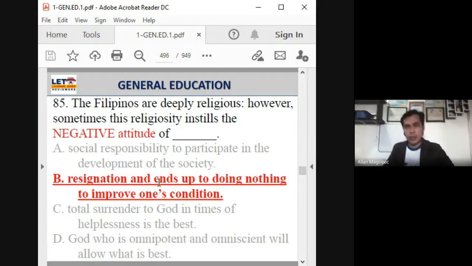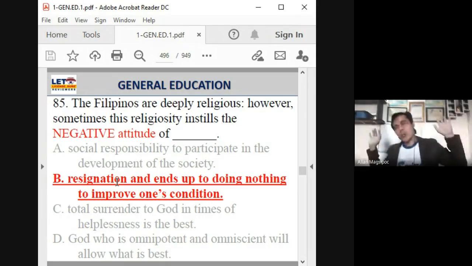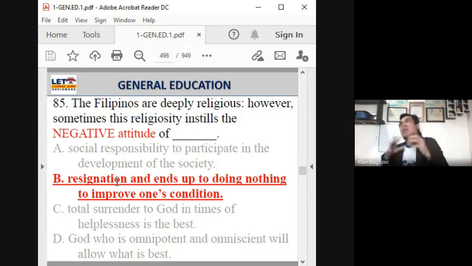Obvious naman, no? Resignation and ends up to doing nothing to improve one's condition. Resignation dito, hindi yung resign sa trabaho, ha? Resignation by meaning to say, surrender na. Wala na kayong hindi na gumagawa ng paraan. Wala na tayong mahimo. Wala na tayong magagawa. Resignation yan siya. Ends up to doing nothing to improve one's condition. Okay lang man kontento. Pero kung napaka pwede improve, why not? Diba? Next question.